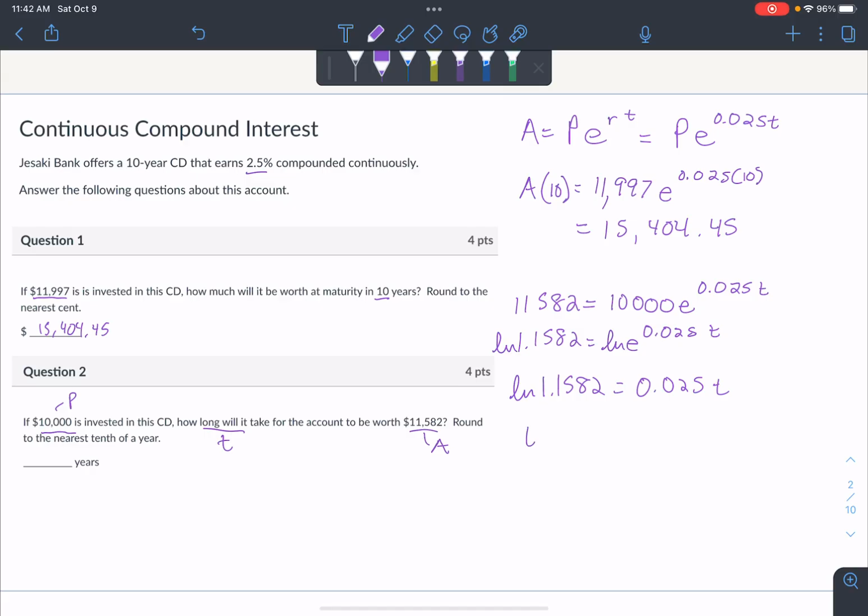And so the last step to isolate T further, we can take the natural log of 1.1582 and divide that by 0.025. And we want to round to the nearest tenth of a year, so this will give me 5.9. So 5.9 years.